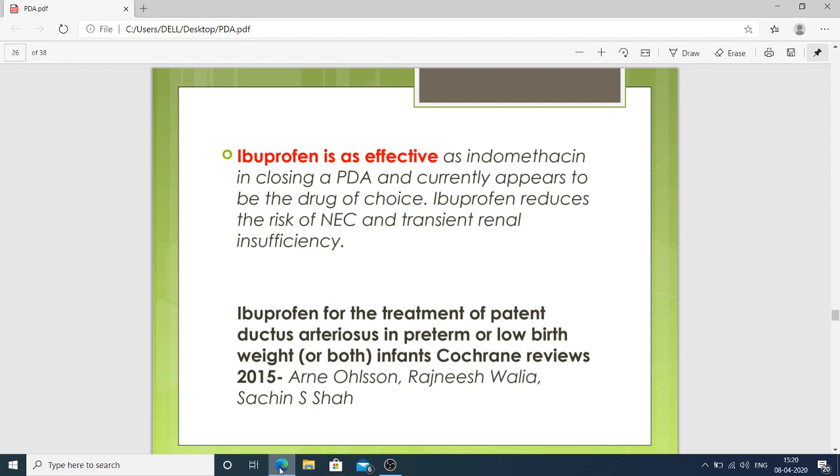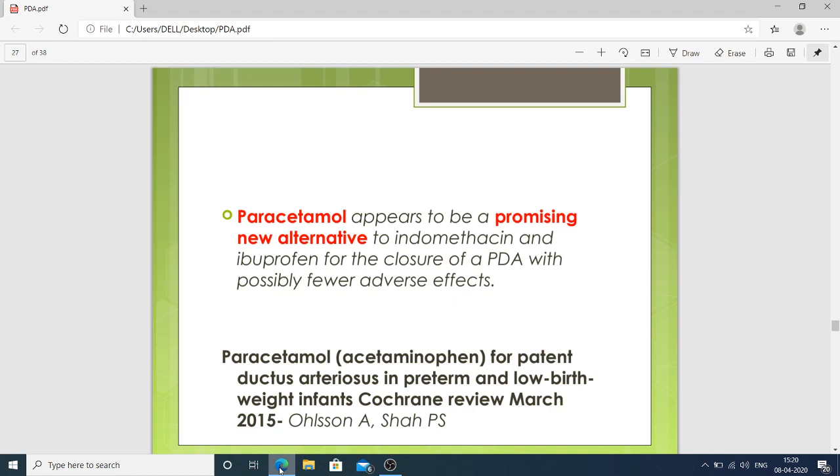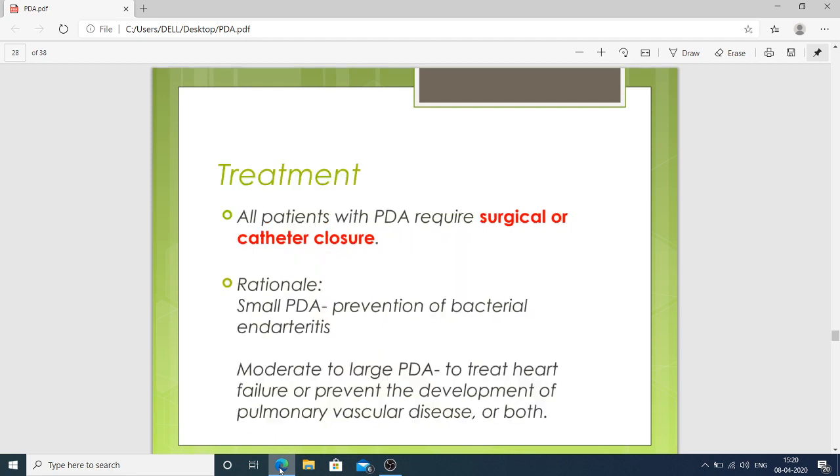Then, ibuprofen is as effective as indomethacin in closing a PDA and currently appears to be the drug of choice. Ibuprofen reduces the risk of NEC and transient renal insufficiency. Then paracetamol appears to be a promising new alternative to indomethacin and ibuprofen for the closure of a PDA, with possibly fewer adverse effects.